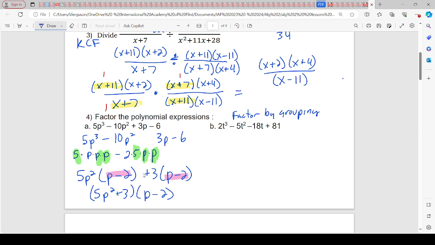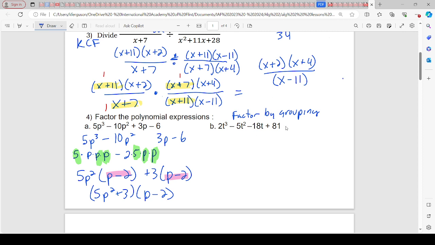Think about it like this, Dorian, this is just me distributing, right? So like real quick, let's think about it the other way. If I took p minus 2 and distributed it to 5p squared and to 3, I would get this. Does that make sense? Okay.